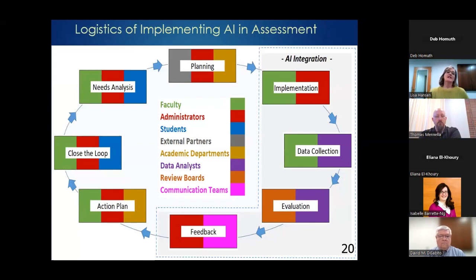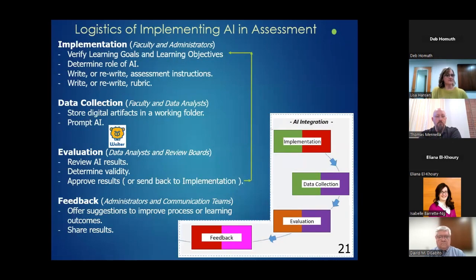So finally, we want to think about the logistics of implementing AI in assessment. And if you think about this process where we start with planning out an assessment process and then implementing it, maybe getting some feedback, and then closing the loop after taking some action, there are many stakeholders that we have in that process, and you can see the color coding here that we think of for stakeholders in the different areas. And what we're going to focus on is the integration of AI and some of the stakeholders at that level. So there's 4 parts to the AI integration.